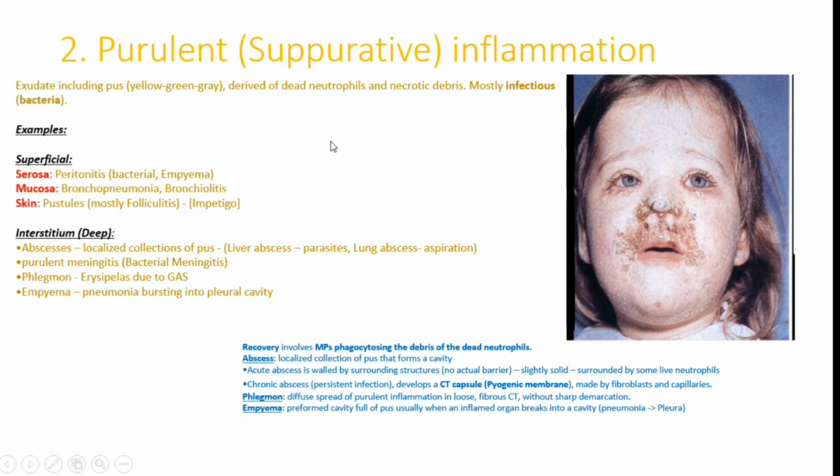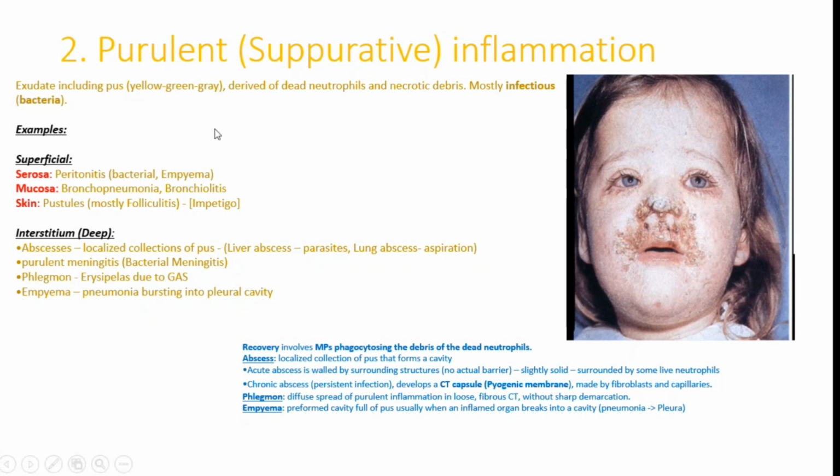Right. So what exactly is purulent inflammation? It is an exudate consisting of pus, and the color of the pus can be from yellowish to greenish, and it is mostly made up of dead neutrophils and necrotic cell debris, and mostly it is due to bacterial infections. Right. We give a basic macroscopic morphology. Now we move on to the examples, which will complete your answer in an exam.